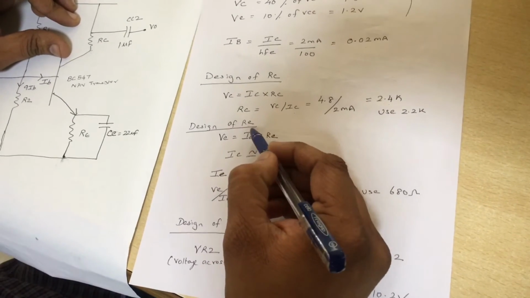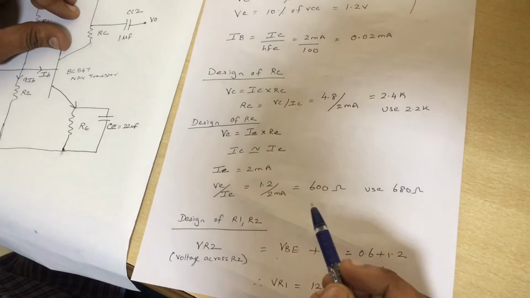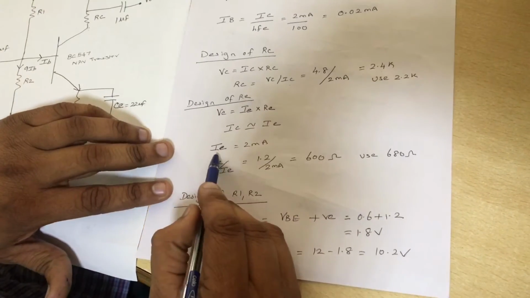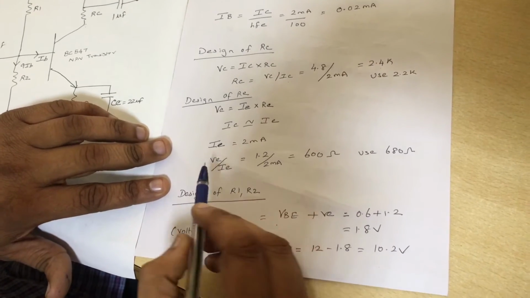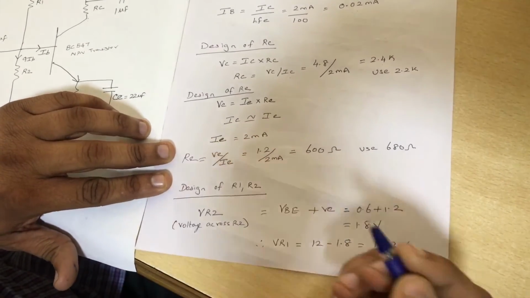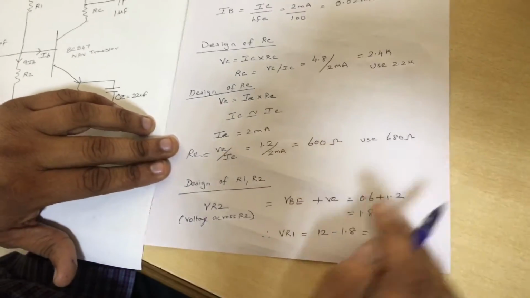Next we're going to see the design of RE, which is VE equal to IE into RE. We know the emitter current is almost the collector current, so we're going to assume IE as 2 milliamps. So RE is equal to VE by IE, we get 600 ohms, and we're going to use 680 ohms because that is available.